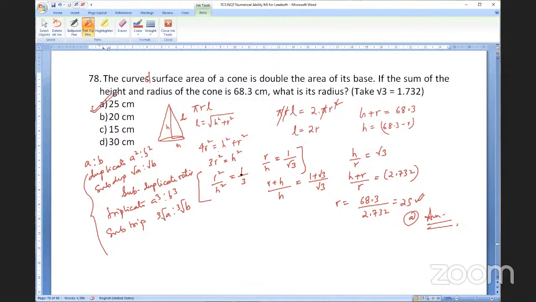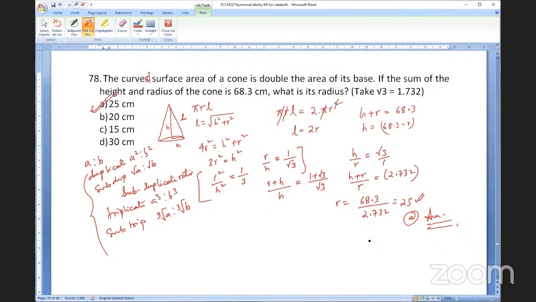Because initially also, what we have seen when we were trying to put in the quadratic equation, unnecessary calculations is what we were landing up. So we are getting h by r is root 3 by 1. We are adding plus 1 on both sides. H plus r by r is root 3 plus 1. That is 2.732. And then h plus r value is known. Put up there, r equals to 25. And that's the solution. Good one.